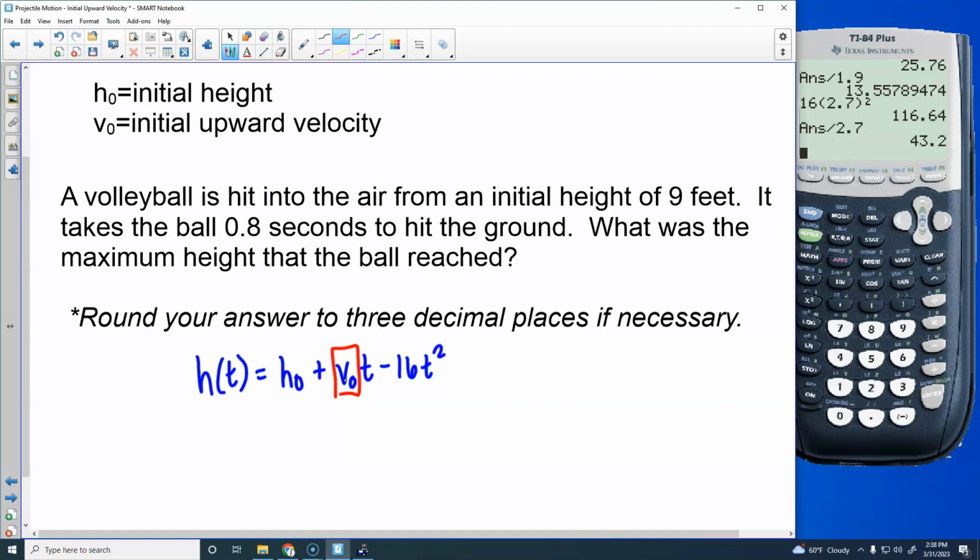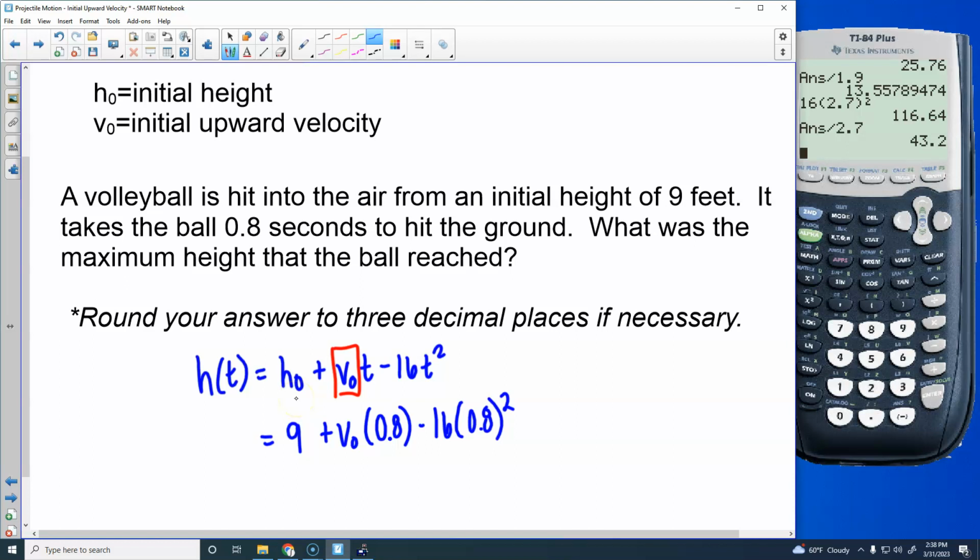Kama, what is a number that we could plug into this? Okay, 0.8, where's it going to go? T. Good. So we're going to have v sub 0, time is going to be 0.8 minus 16 times 0.8 squared. All right, Haley, give me another number I can plug into this equation and tell me where it should go. Okay, where's 9 going to go? Which h? H sub 0. All right, that's our initial height. That goes right here. Great.